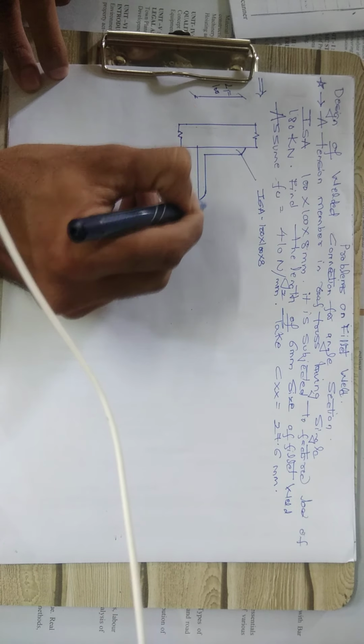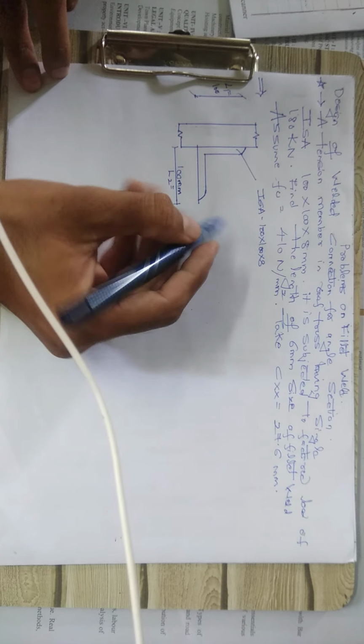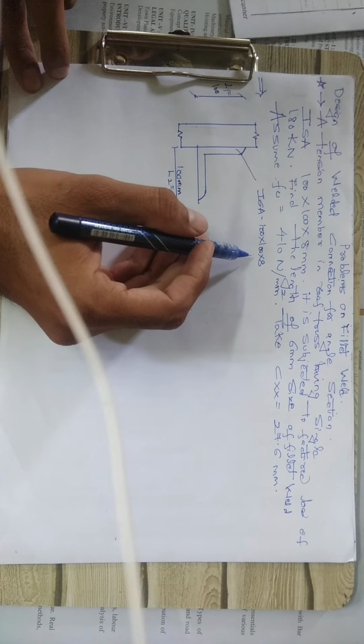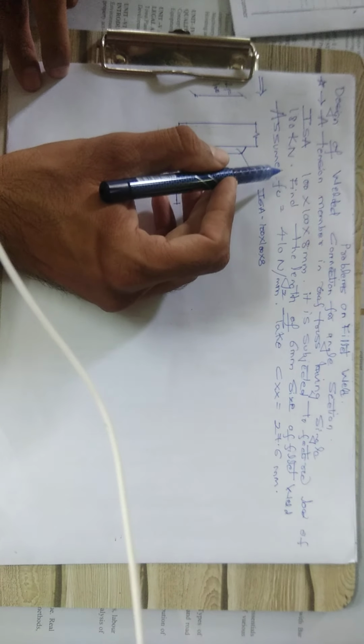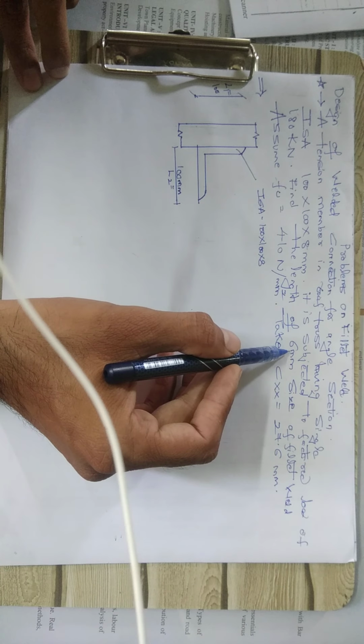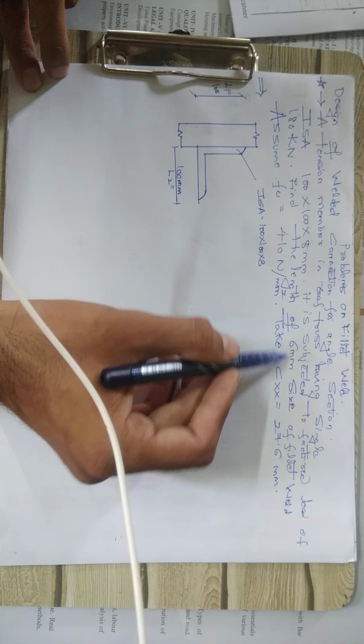And what about the thickness? The thickness of this angle section has been given as 8 mm. Again, it is carrying a factored load of 180 kilonewton. What is the size of weld? It has a size of 6 mm.